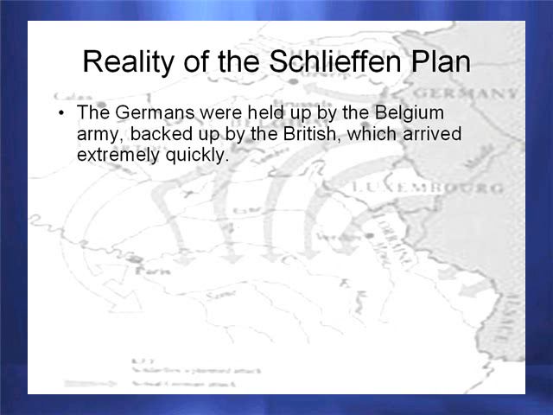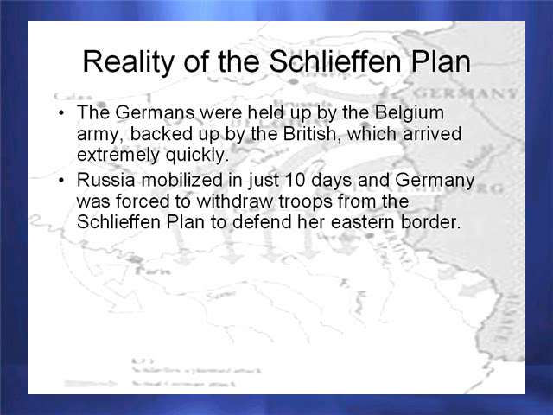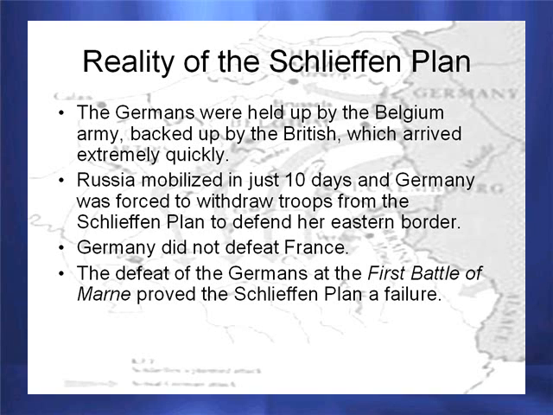Reality of the Schlieffen Plan. The Germans were held up by the Belgian army, backed up by the British, which arrived extremely quickly. Russia mobilized in just 10 days, a lot shorter than the 6 weeks anticipated, and Germany was forced to withdraw troops from the western border to help defend her eastern border. Germany did not defeat France, and finally, the defeat of the Germans at the First Battle of Marne proved the Schlieffen Plan a failure.